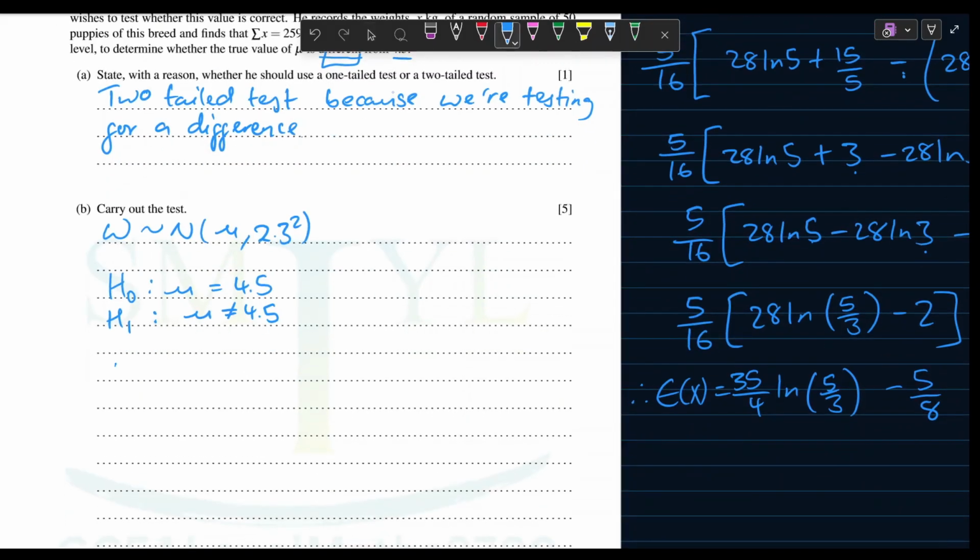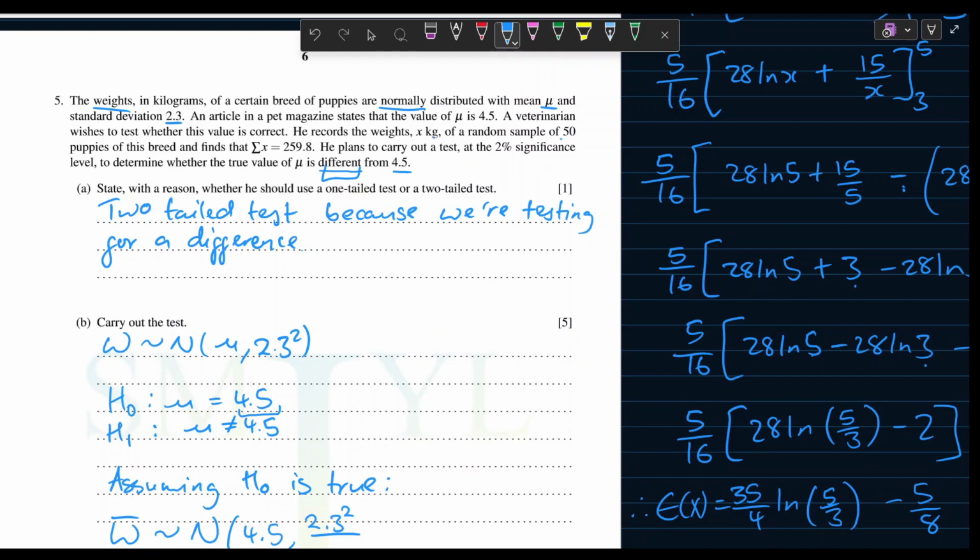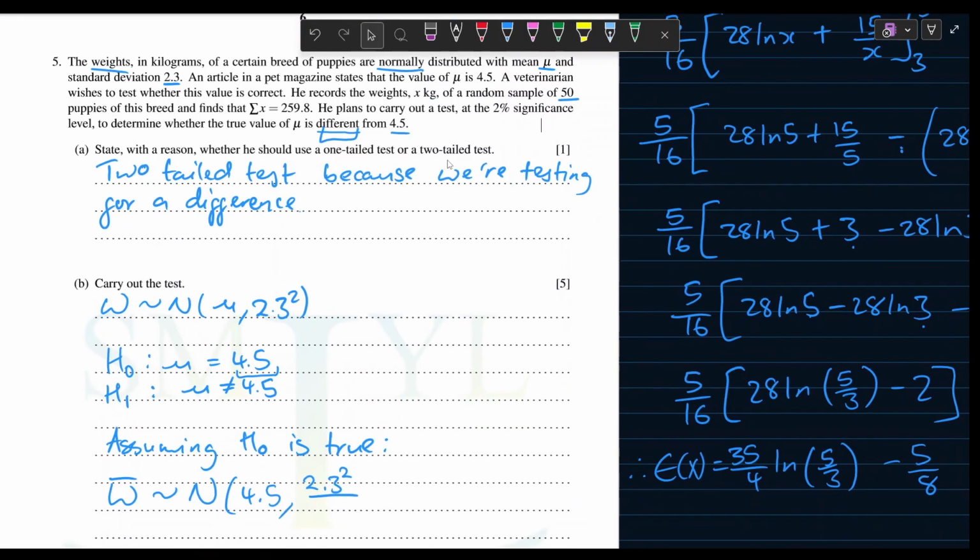Okay. So assuming H naught is true, we can define the distribution of our sample mean, W bar, saying that W bar follows a normal distribution and its mean is going to be the mean from H naught, because we're assuming H naught is true. And then the variance, remember, is going to be sigma squared over n. So 2.3 squared, which is our sigma squared, over n, the size of our sample, which is 50. So 2.3 squared over 50.